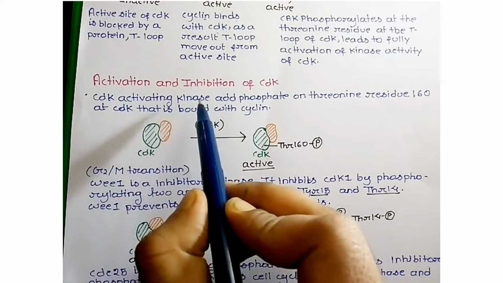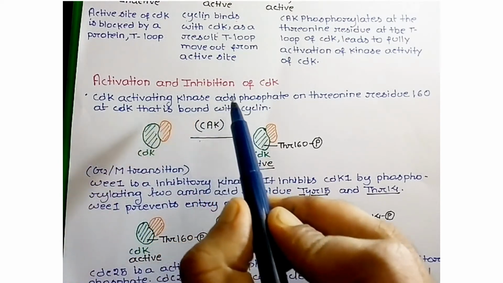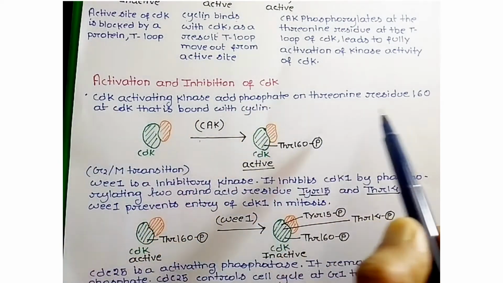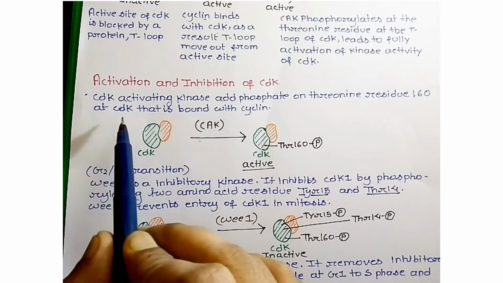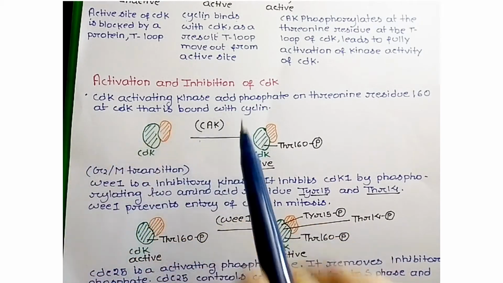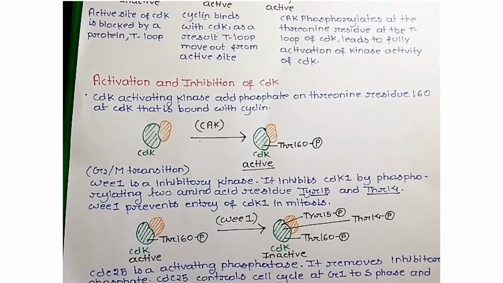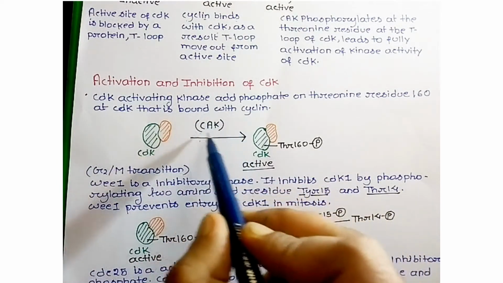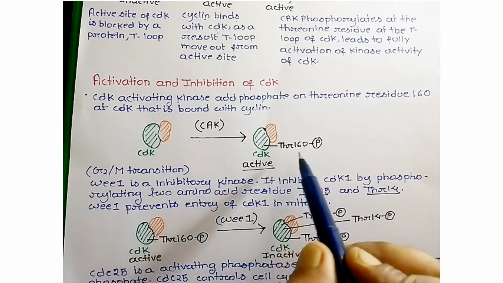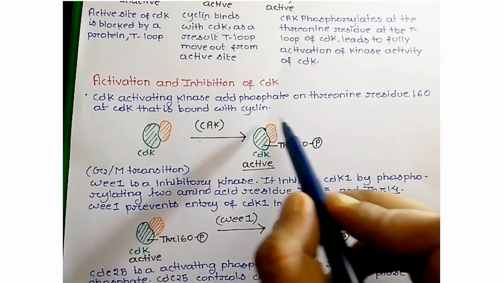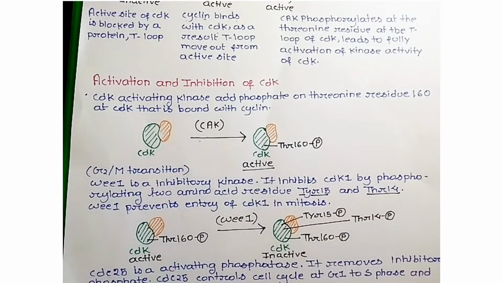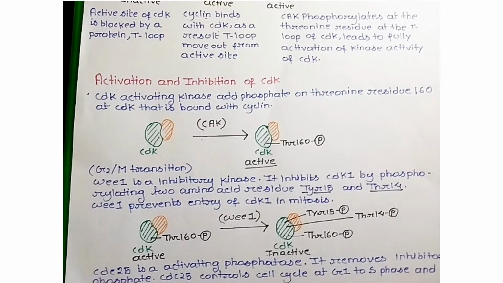So CDK activating kinase, as we discussed earlier, adds phosphate on threonine residue 160 of the CDK that is bound with cyclin. So this is a partially active CDK cyclin complex. When CAK phosphorylates threonine 160, it leads to full activation of the cyclin CDK complex, and it is able to phosphorylate other proteins.